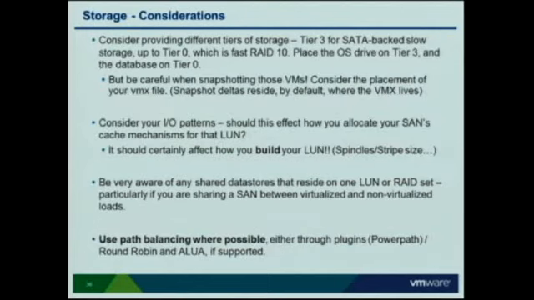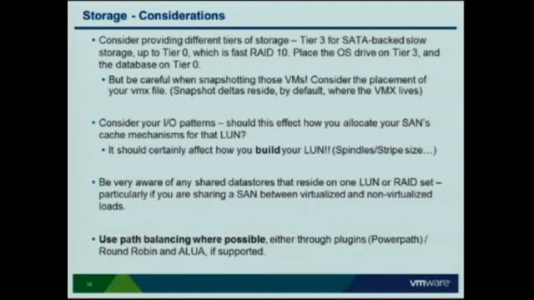So some considerations. What I would first consider, and this is something that I see with people who are just starting their virtualization journey. They've had it for a while, and now they're thinking about purchasing a new SAN, and they want to know how to provision it. Consider providing different tiers of storage. You could go all the way down to tier 3 for SATA-backed slow storage, for archival purposes or something along that line, all the way up to tier 0, which would be like a fast RAID 10, a whole bunch of individual spindles that are made specifically to handle a large amount of I/O.